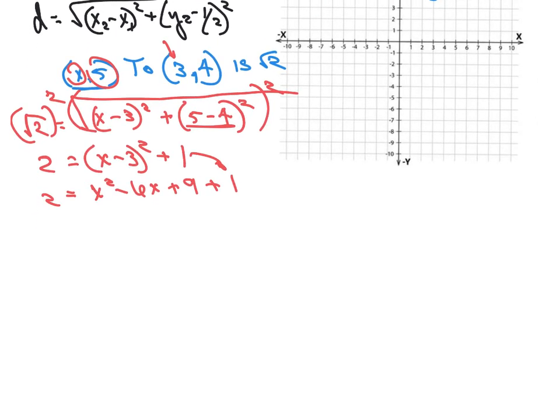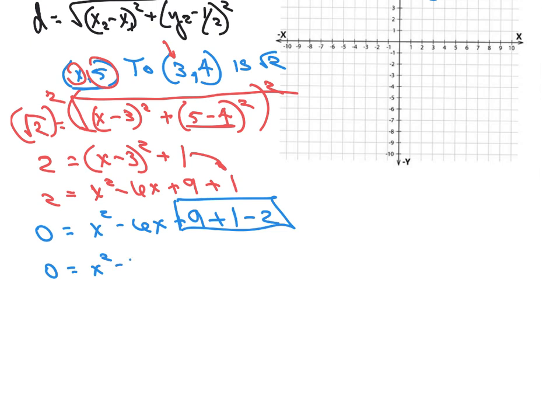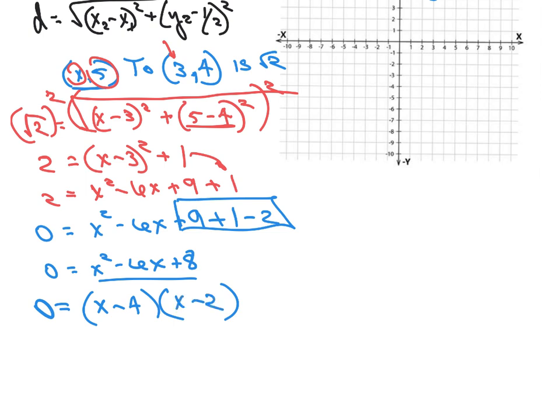All right, so let's move that 2 over. So let's subtract that from both sides. Okay, and now we can combine these. I'm going to look and see if I can break that into two binomials. I can. That's going to be my first go-to. And I end up with x minus 4 and x minus 2. So my x equals 2 and 4. Those are my two answers.